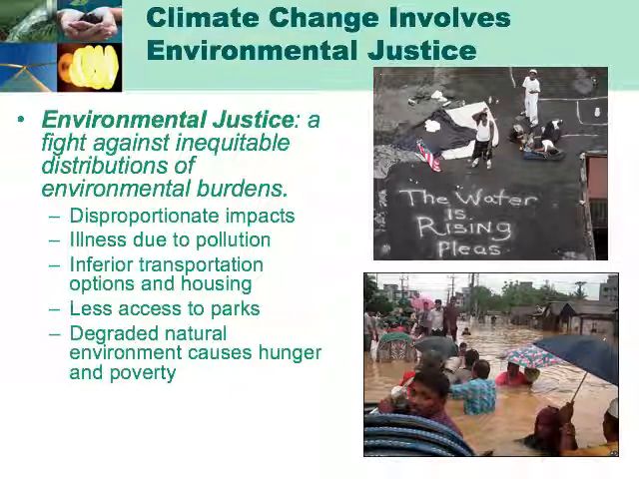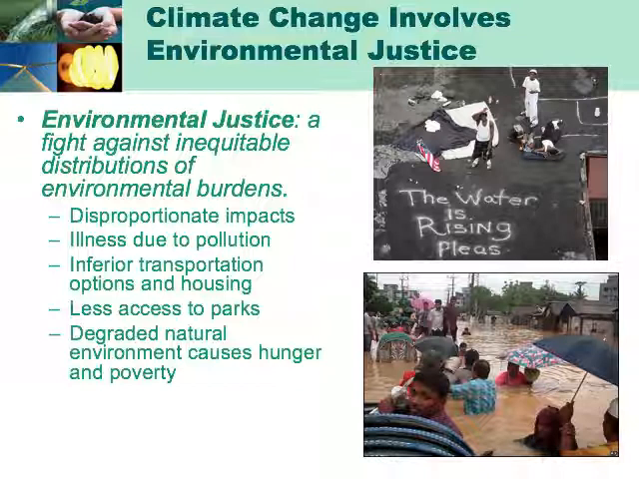Climate change involves environmental justice. Remember, environmental justice is the fight against inequitable distributions of environmental burdens. Many people around the world are going to be disproportionately impacted by climate change, and because they have no access to money or other resources, they have no choice but to bear the brunt. And that is simply not fair, that the rich that are ultimately creating these problems can then flee climate change and have very few effects.